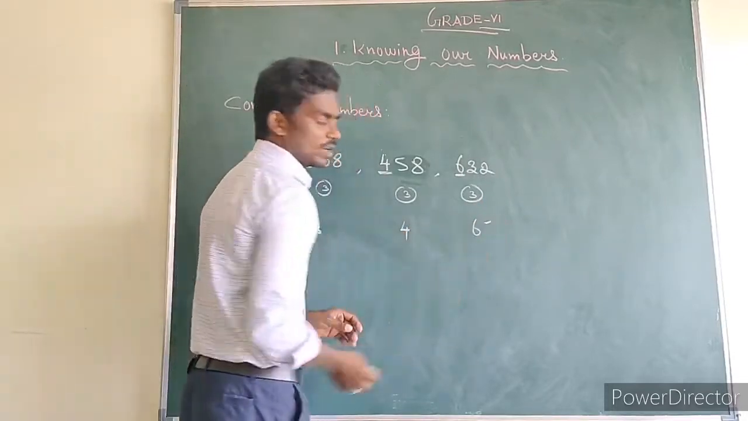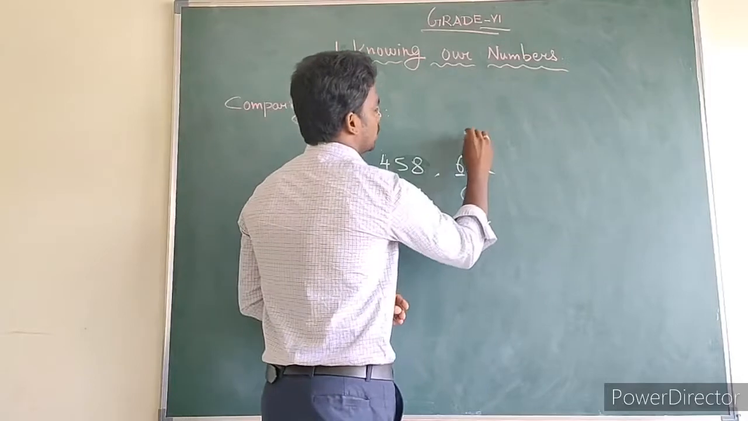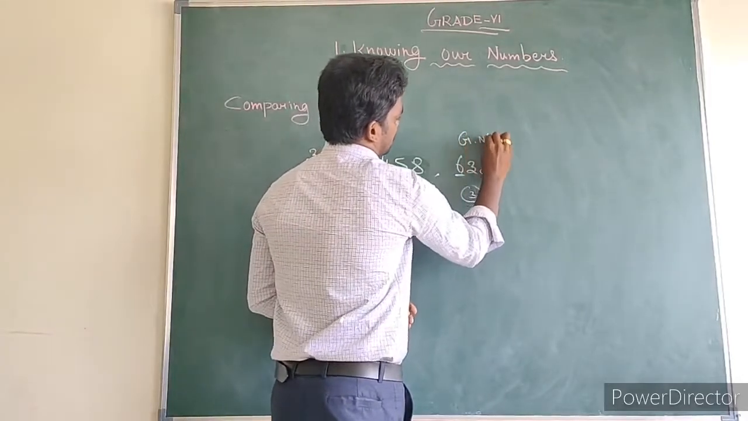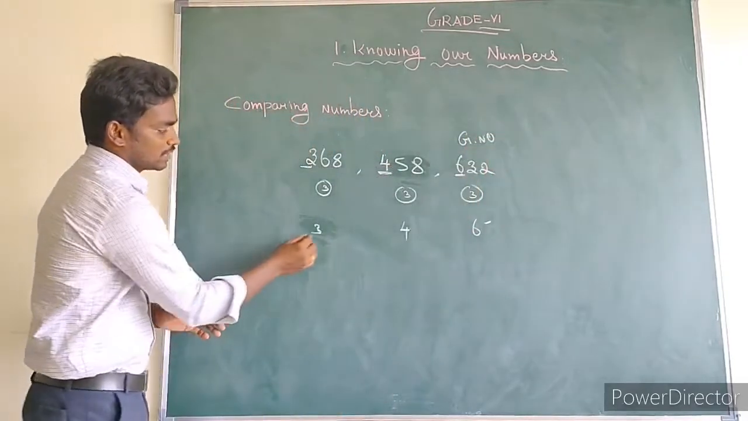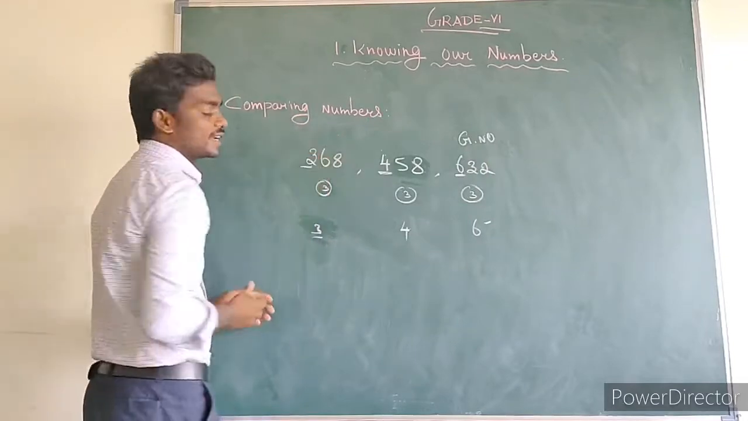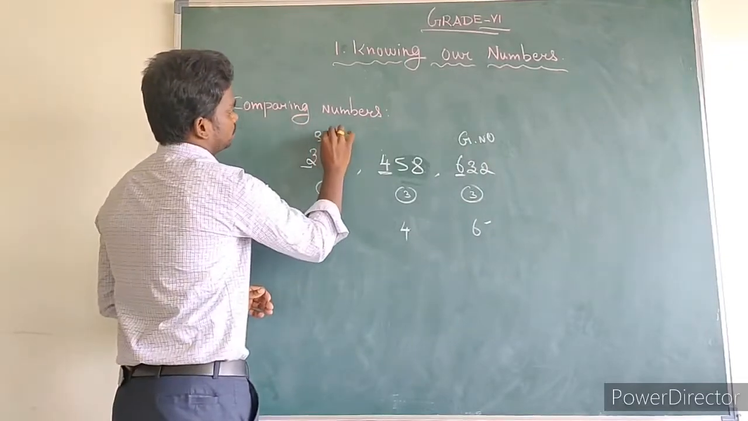Among 3, 4 and 6, which one is greater? 6 is the greatest one, so the number 632 is the greatest number. And which is the smallest one? 3 is the smallest one, so 368 is the smallest number.